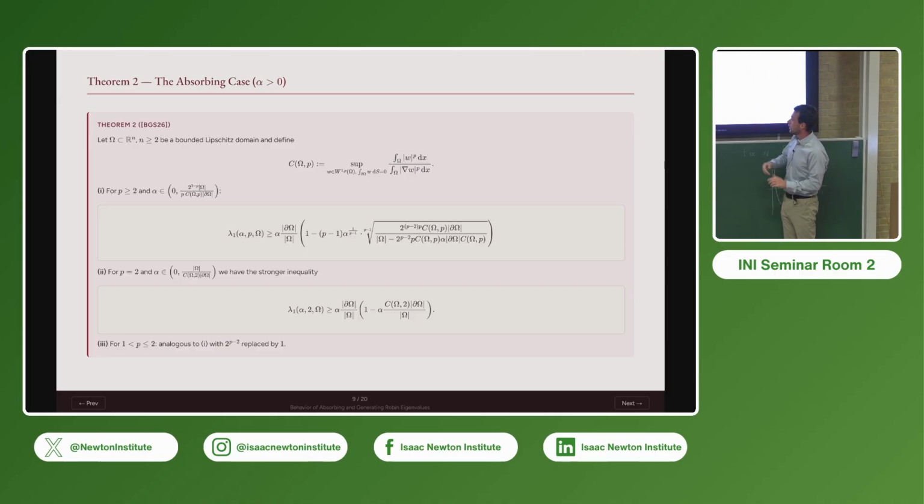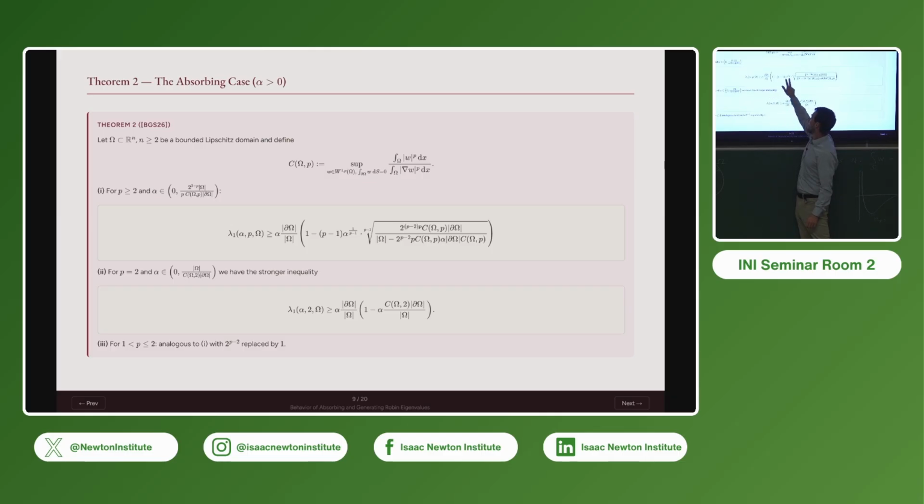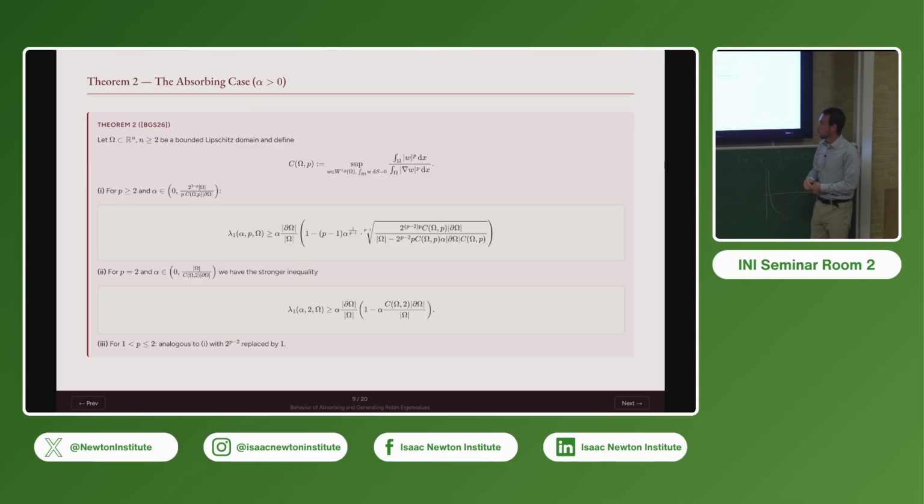So lambda 1 is bounded from below by alpha times the perimeter of omega divided by the area of omega, minus a term of the form alpha times alpha to the power of 1 over p minus 1 times a constant, and exactly the same works if p equals 2 and if p is between 1 and 2 as well.